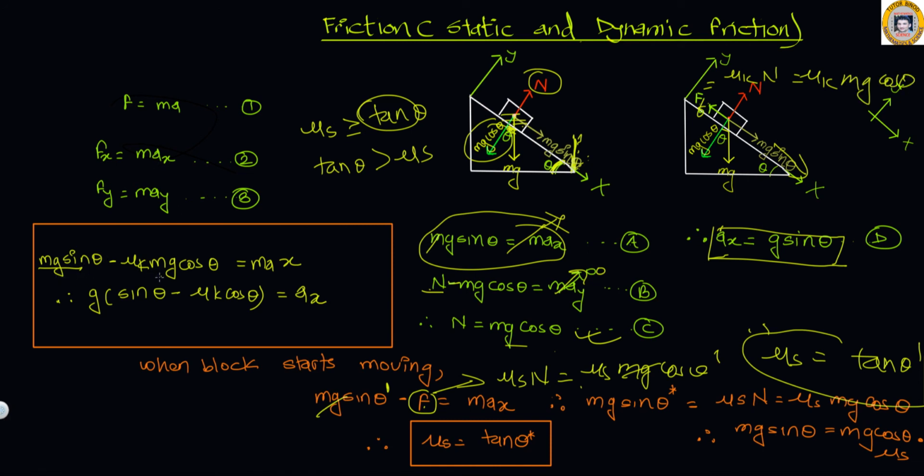Mg sin theta minus mu k mg cos theta equals max. Now I can cancel m from all the sides, so that I can have g common. Sin theta minus mu k cos theta equals ax. So these are all the conditions we can derive from the body which is inclined on a plane, and if we want to talk about friction, we will have this kind of result.